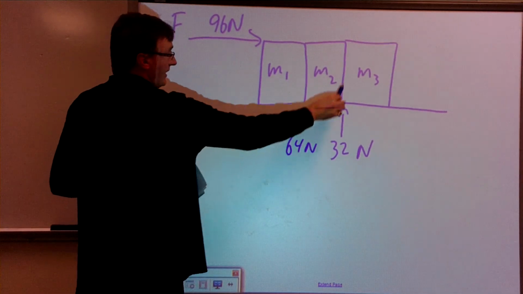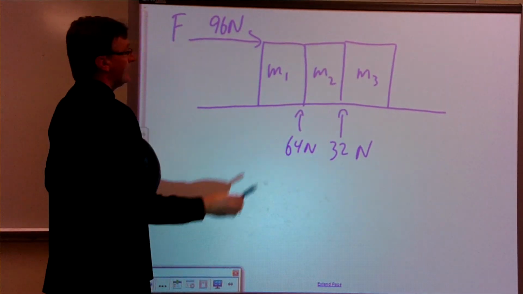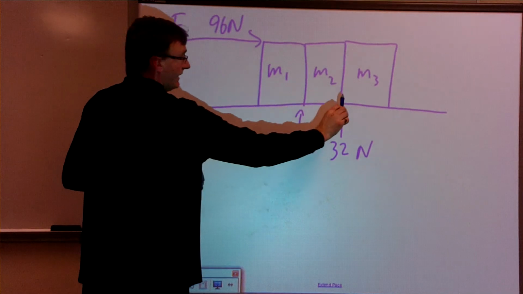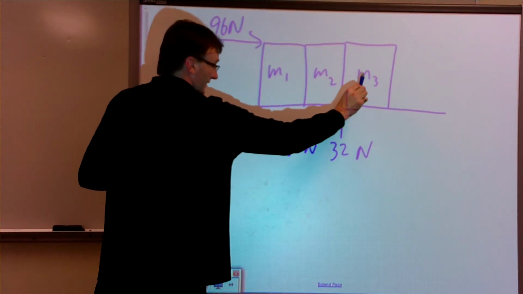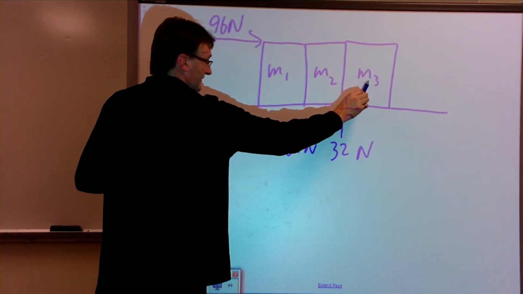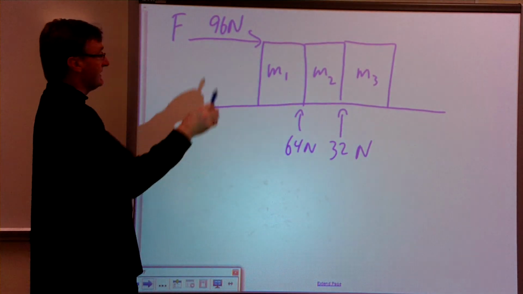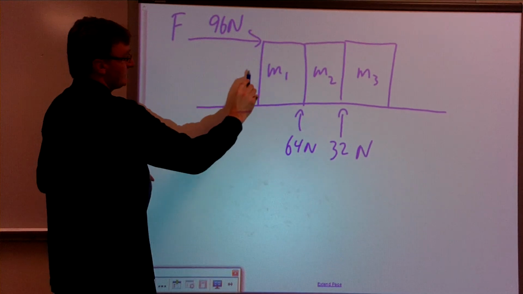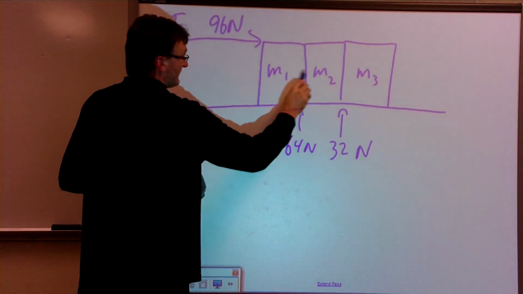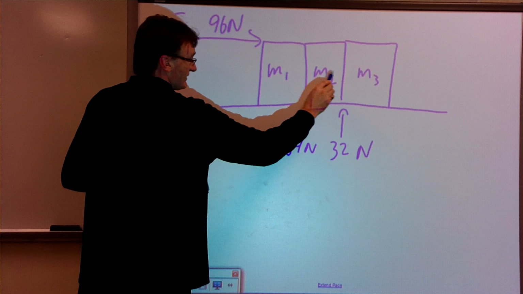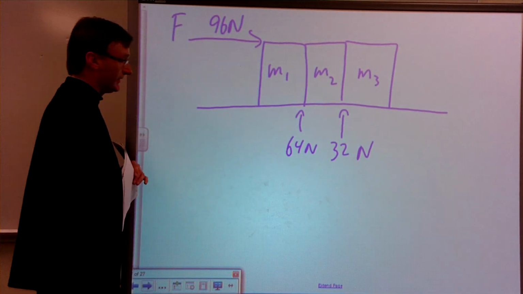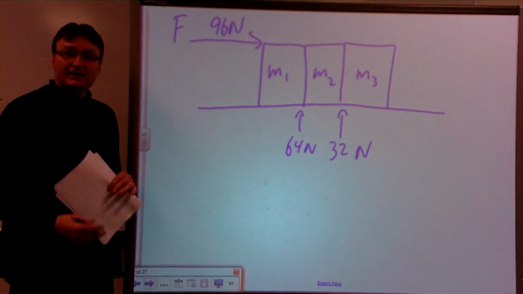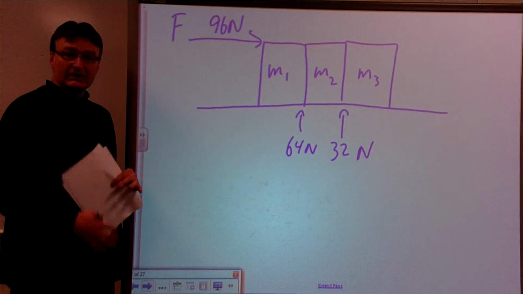And then if we look at the contact force right here, once again, we need a 32 newton force accelerating this one at 8 meters per second squared. And again, that makes sense because when the applied force accelerates these two masses, what's left over is accelerating this one here, and that is 32 newtons. So it all kind of makes sense if you think it through logically and intuitively.